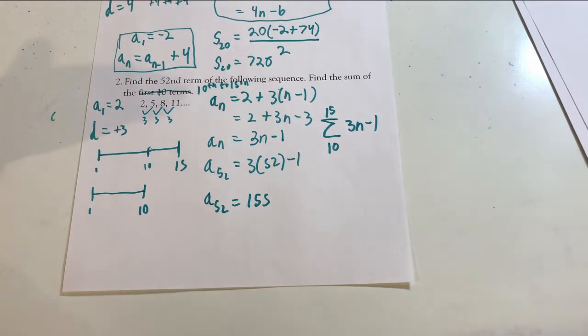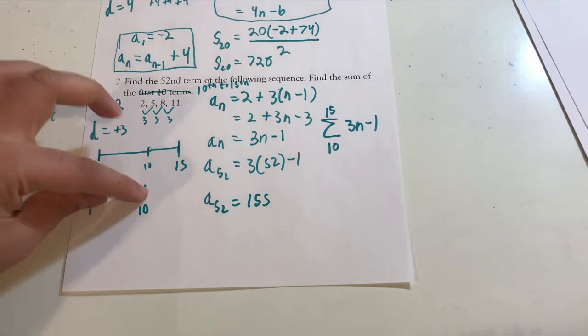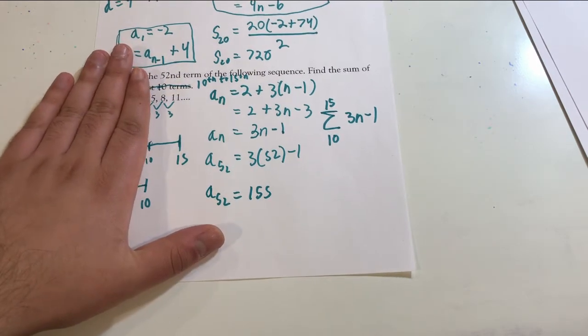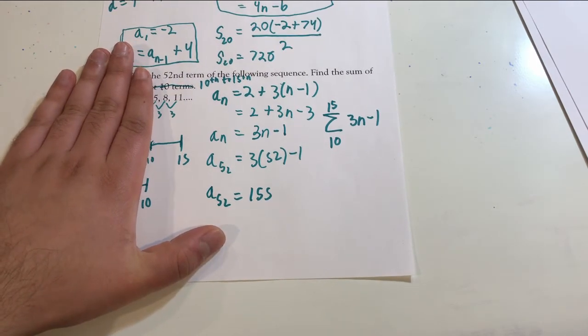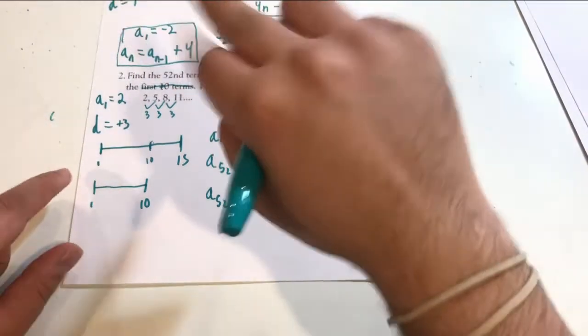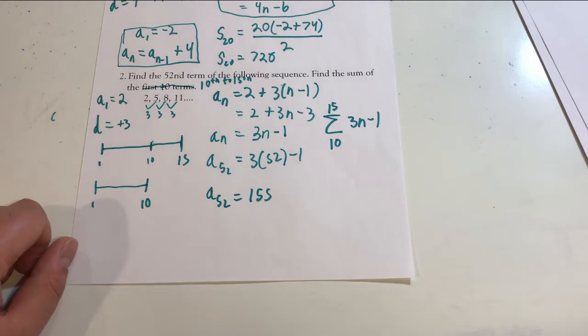Now, what if we subtract them from each other? Take this and take away this part. What are we left with? The 10th term all the way to the 15th term. And that's exactly what we're going to do. We're going to do two different summation formulas.